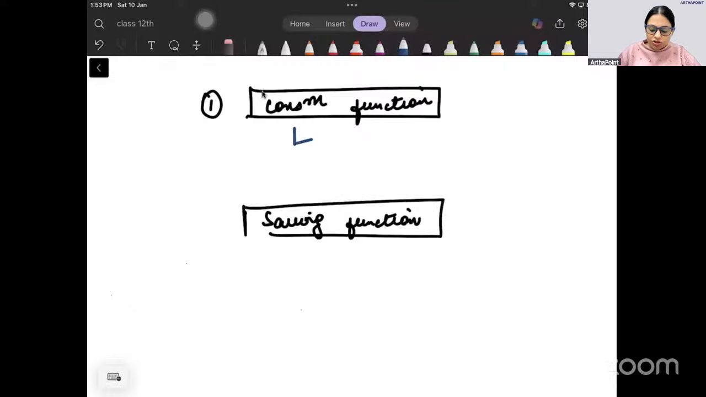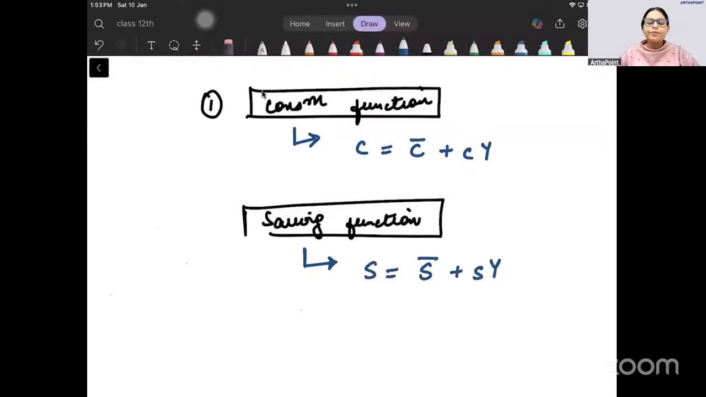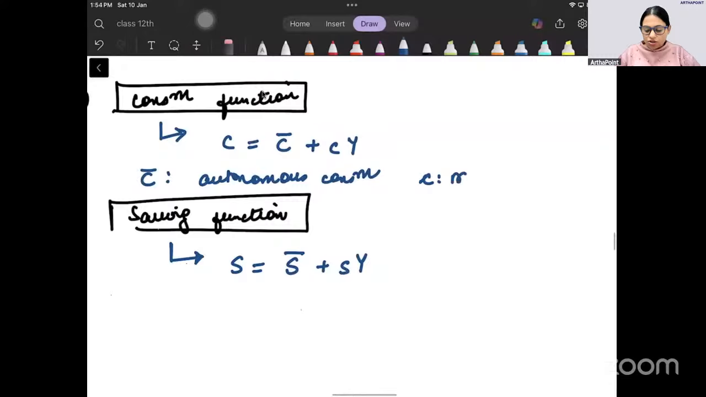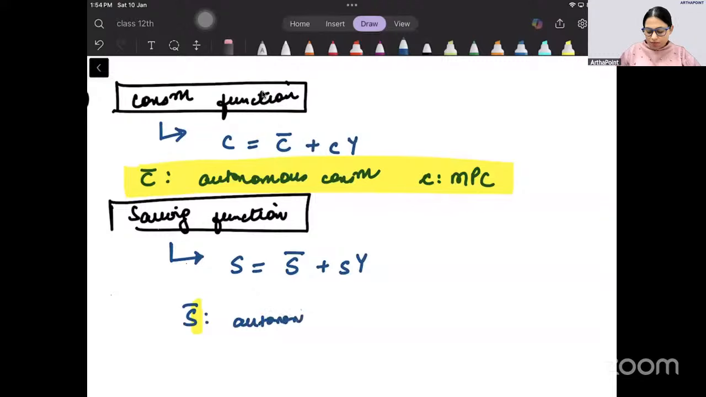When we write the consumption function, it is C is equal to C bar plus small c y. When we write the savings function, it is S is equal to S bar plus small s y. Here C bar is called autonomous consumption and small c we call marginal propensity to consume. Here S bar is autonomous saving and small s is marginal propensity to save.